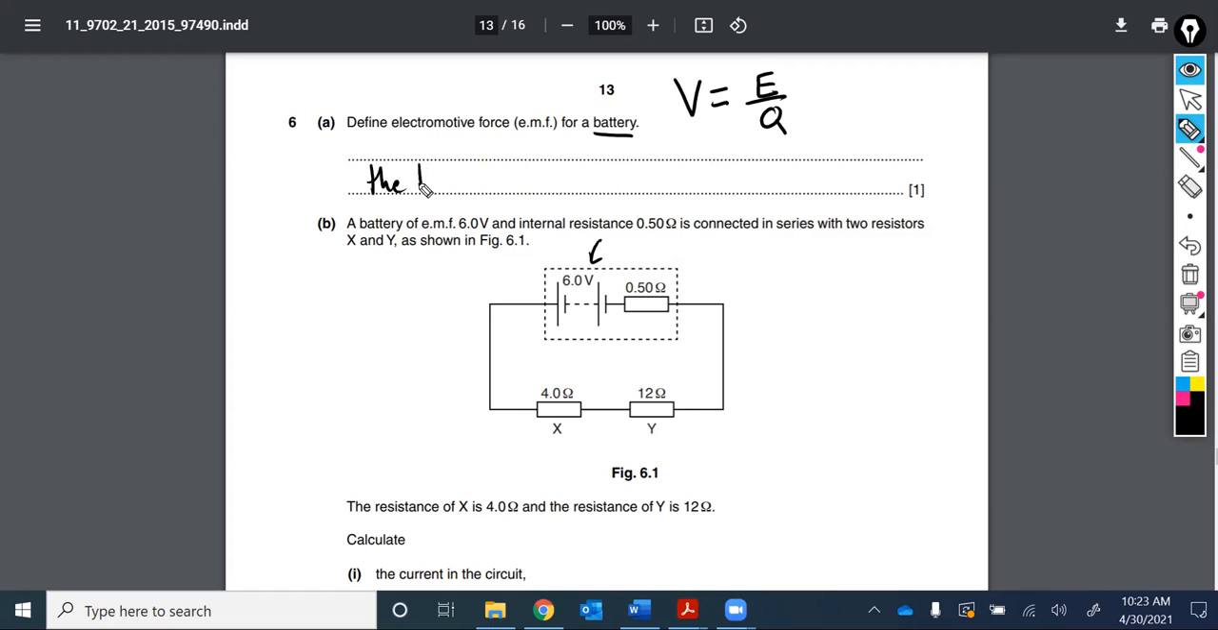I'm going to define it as the total work done per unit charge as charge flows around a circuit. And you don't have to copy my language. You can if you want to. Cite me. Cite the textbook. That agrees with their textbook definition. Put it in your own words as long as you get those key ideas there. So 1 mark for that.